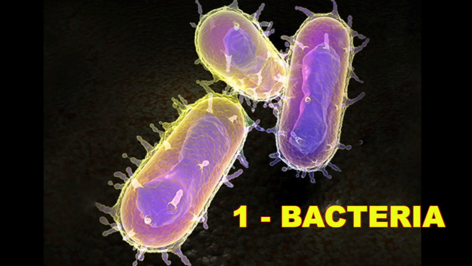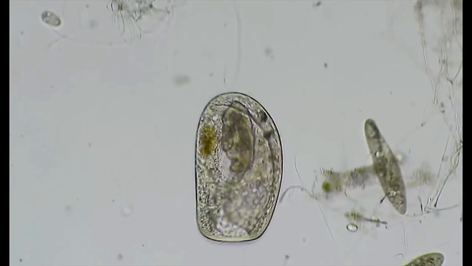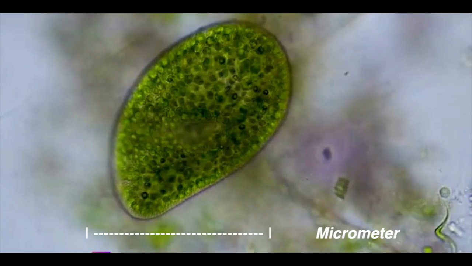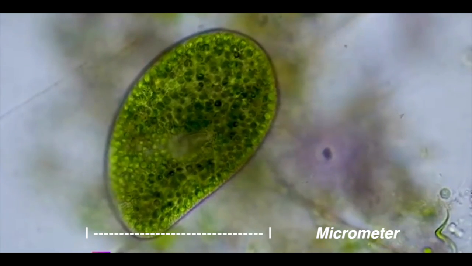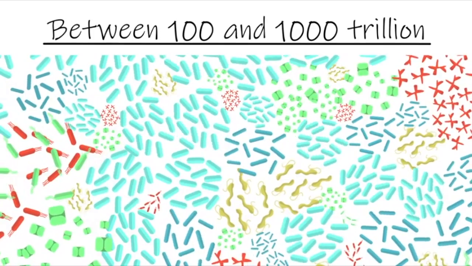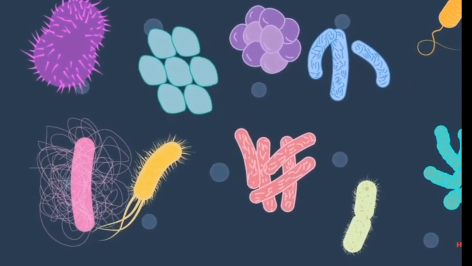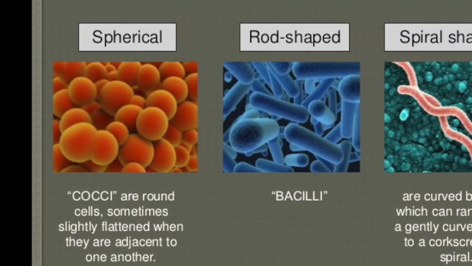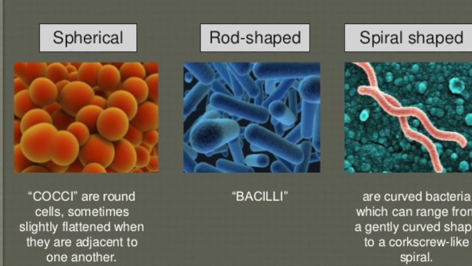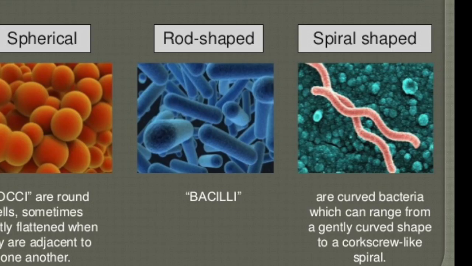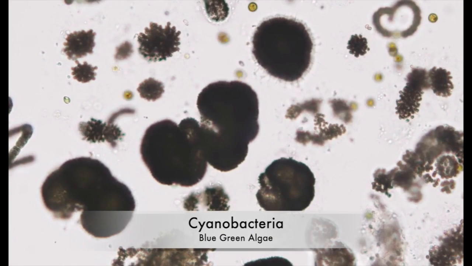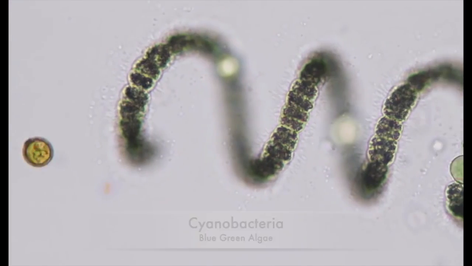1. Bacteria. They are single-cell life forms. Bacteria are tiny, just a few millionth of a meter long. There are so many of them that together, they weigh more than all the plants and animals on Earth. Bacteria come in sphere, rod, and spiral shapes. Most bacteria don't bother humans. Here are some examples of bacteria.